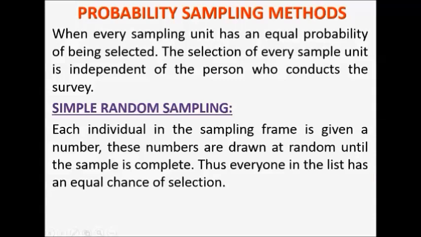So simple random sampling is where each individual in the sampling frame is given a number. These numbers are drawn at random until the sample is complete. Thus, everyone in the list has an equal chance of selection. Now next is systematic sampling. Let's understand the concept first and then we will discuss the theory part.